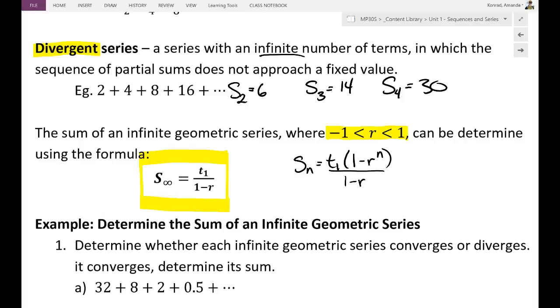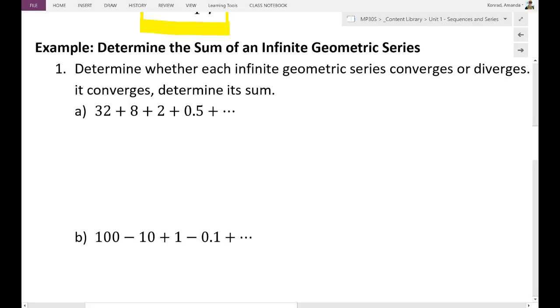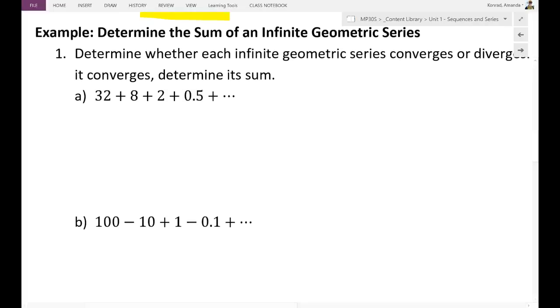So we've got some similarities. We've got term 1 in the numerator. We've got 1 subtract our common ratio in the denominator. We're just losing that piece where we've got our 1 subtract our common ratio to the power of n, because now n is infinity. All right, so let's try some examples.